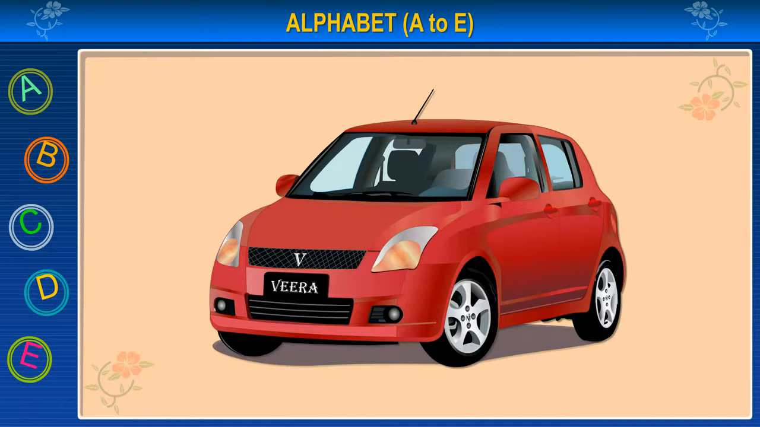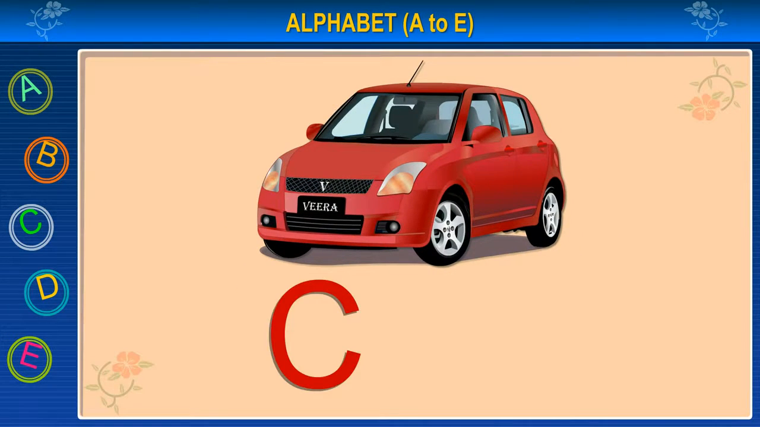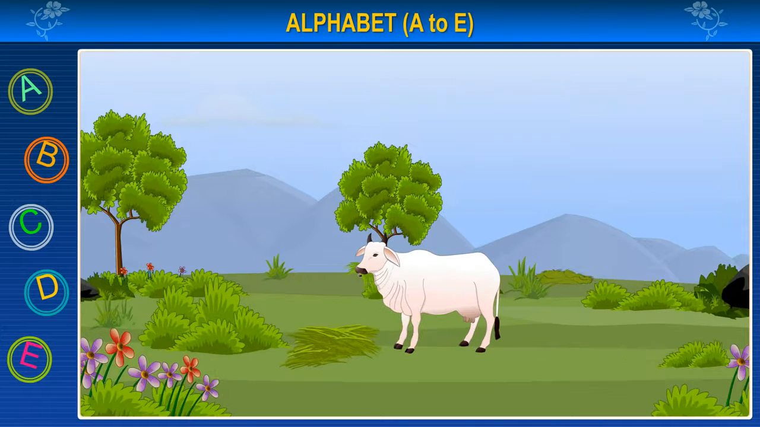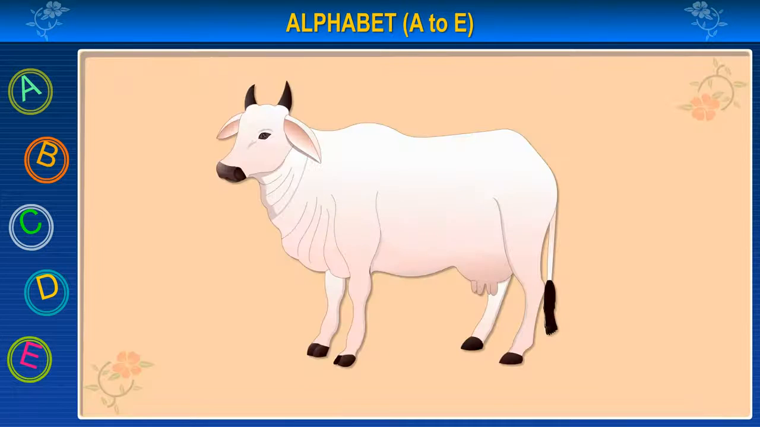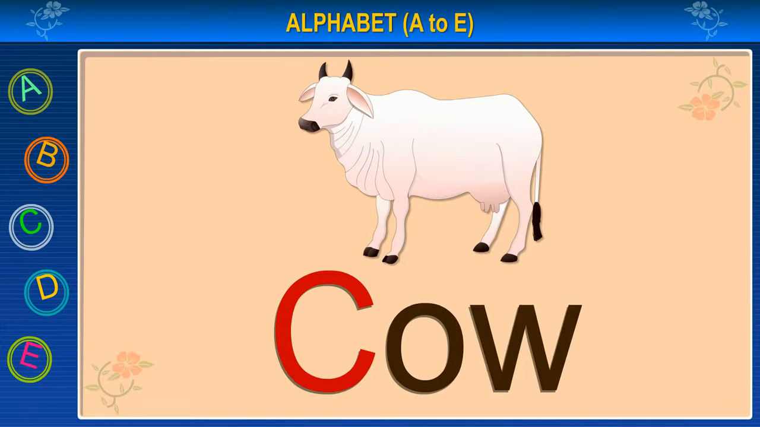C for car. C, A, R, car. C for cow. C, O, W, cow.